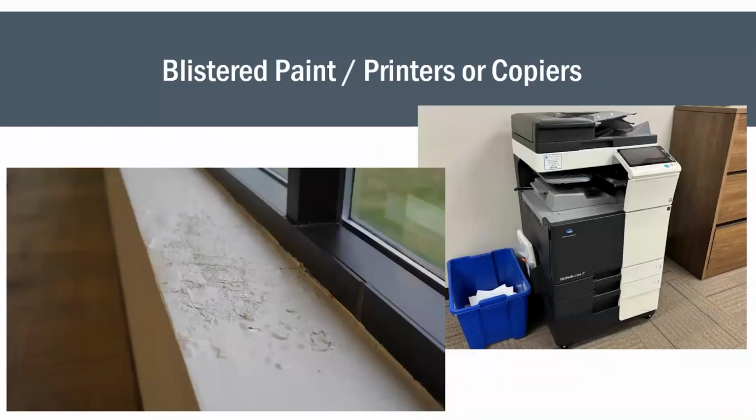Here's another example of some blistered paint. Obviously, there's some in that photo on the left, looks like some windowsill issues there. Maybe it's not caulked properly on the outside, but I can only imagine what that drywall looks like underneath that painted surface. It's probably not pretty.